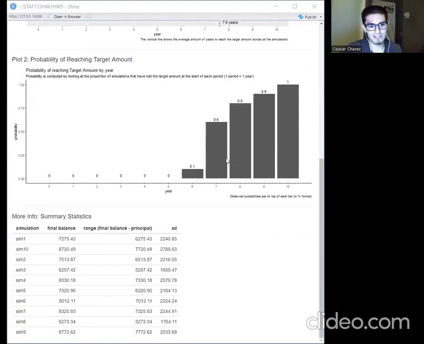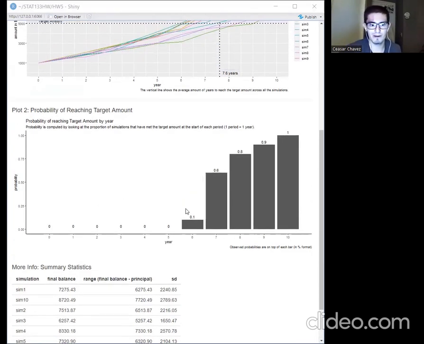And then lastly, we have summary statistics. I chose to display the final balance for each simulation, the range, which is the final balance minus the principal. One could even think of that as the total gains, and the SD. I thought the SD was interesting to show here because a high SD would indicate very high volatility, very high change. That's especially interesting if you would like to be risky and choose a really high stock investment portfolio.